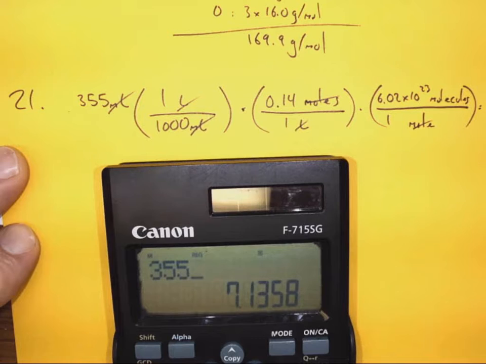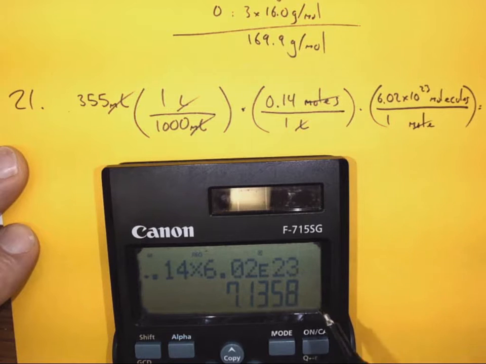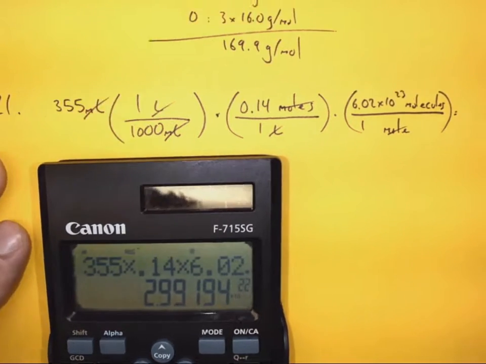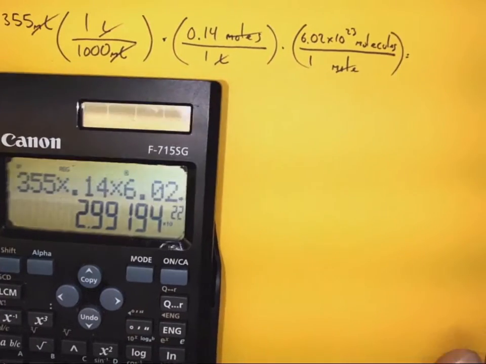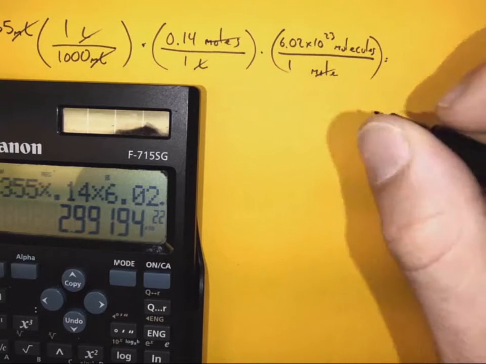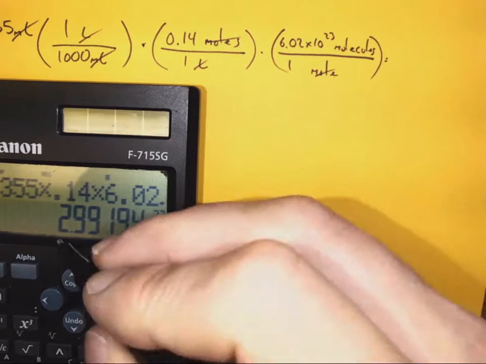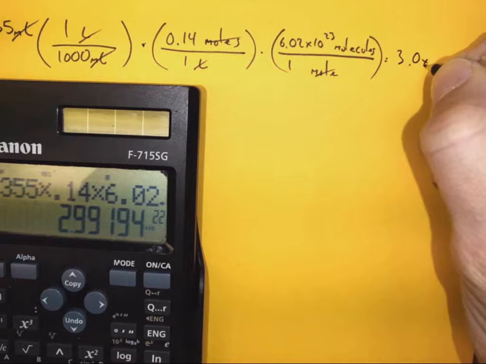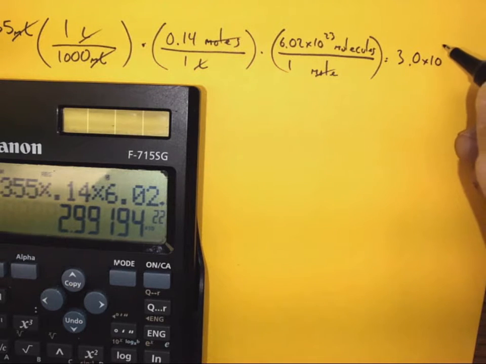So I can finish up here by saying that's 355 times 0.14 times 6.02 times 10 to the power of 23, and divide that by 1,000. So a lot of molecules, which you've probably reasoned. How many sig figs? 2 sig figs, it looks like, so I'm going to round that to 3.0 times 10 to the 22 molecules.